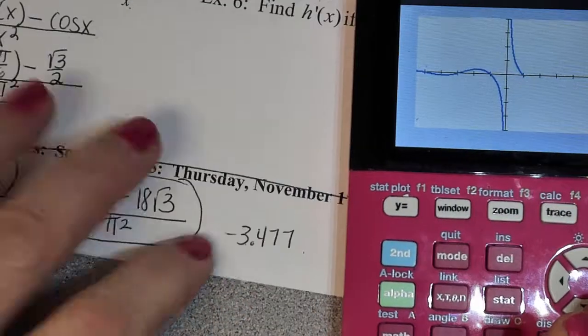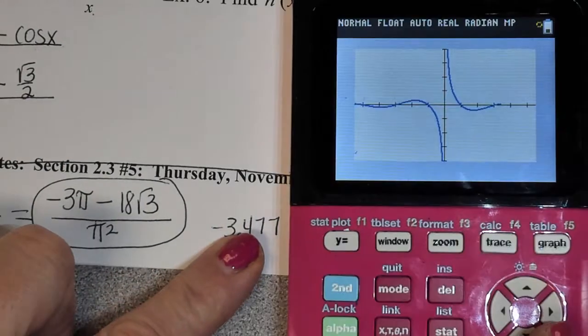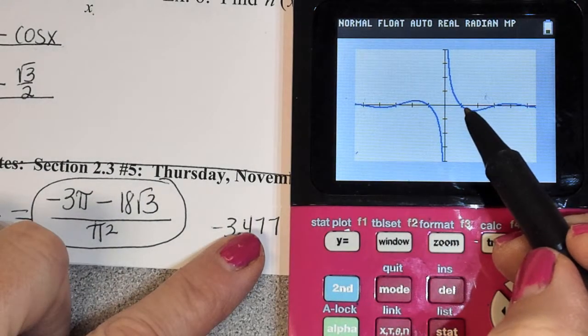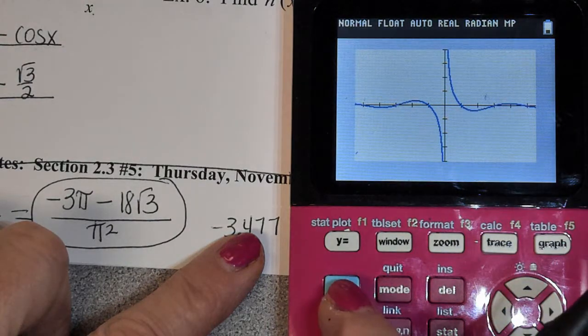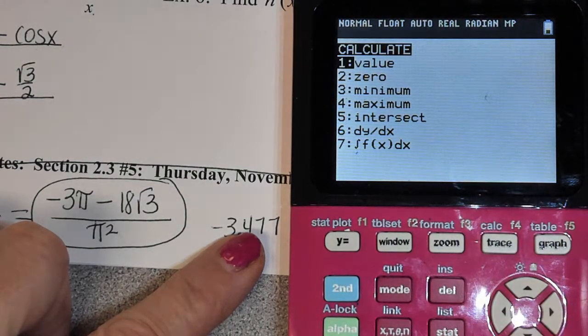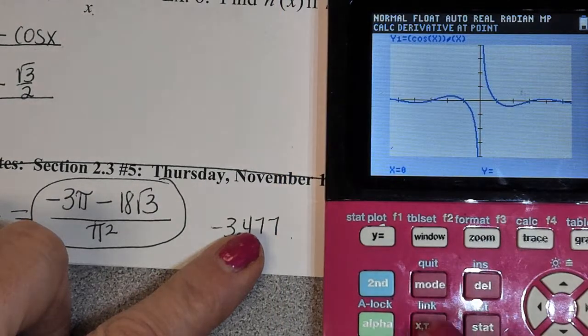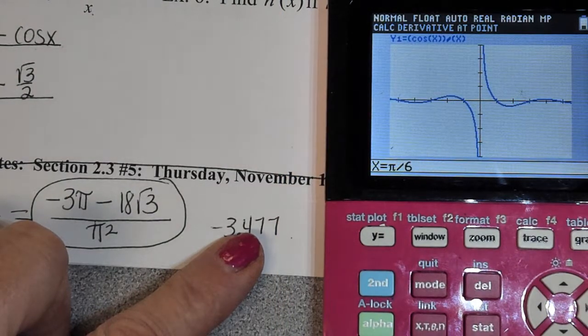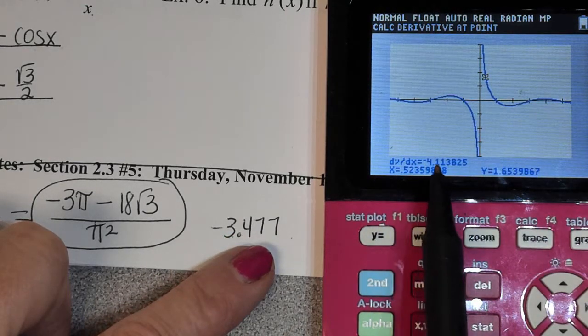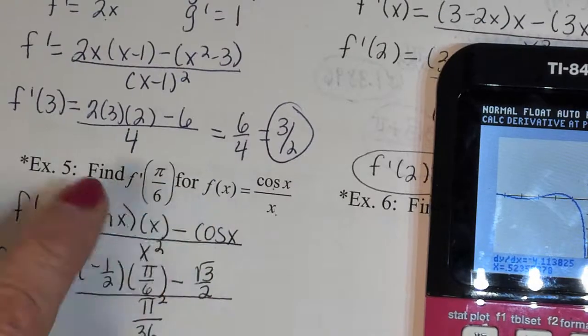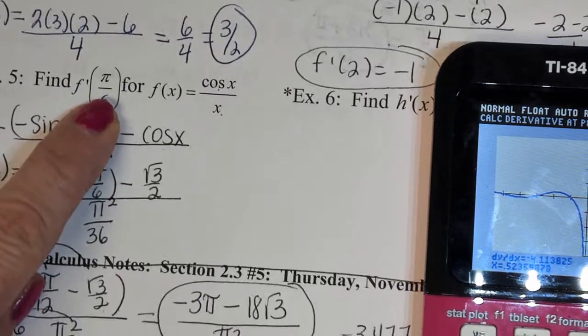Well, the first thing I'm going to look at is that this is a negative slope. Pi over 6 would be right around in here somewhere. That does look like it'd be a negative slope. I'm going to do second trace, calculate dy/dx at pi over 6, and it tells me that that slope is negative 4.11. Is that what I'm plugging in? Pi over 6?